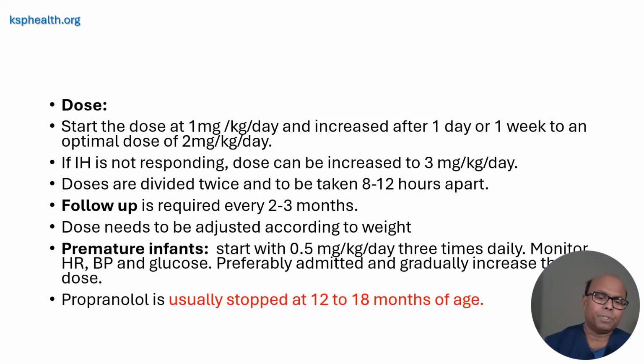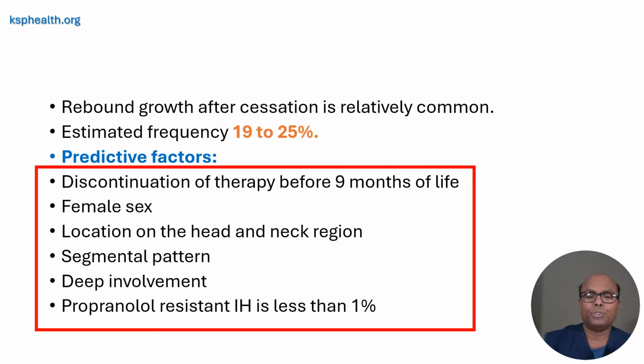In premature infants, start with 0.5 milligram per kg per day three times daily. Monitor heart rate, blood pressure, and glucose. Preferably admit and gradually increase the dose until you get the stabilized dose. Once it is stabilized, they can be safely discharged. Propranolol is usually stopped at 12 to 18 months of age.